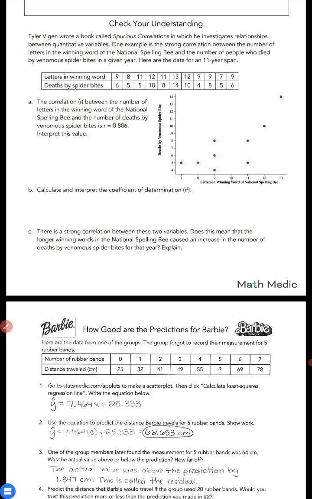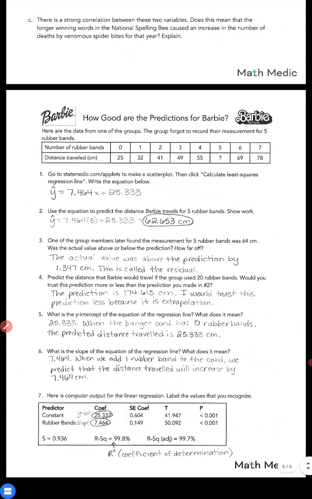Okay, and the last thing we're going to talk about is how can we use the information in this chapter to make predictions. So I have already written out for you, once again, our line of best fit that we got from our Barbie Bungee data. How could I use this to make predictions? Okay, so if I know that equation, think about what X and Y stand for. X stands for the number of rubber bands. Y stands for the distance traveled.